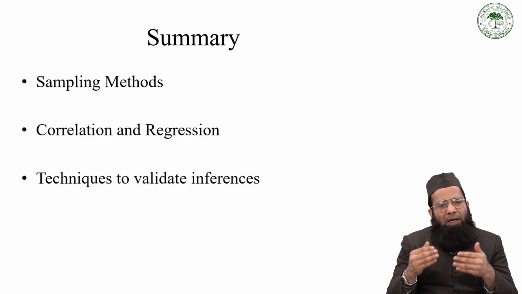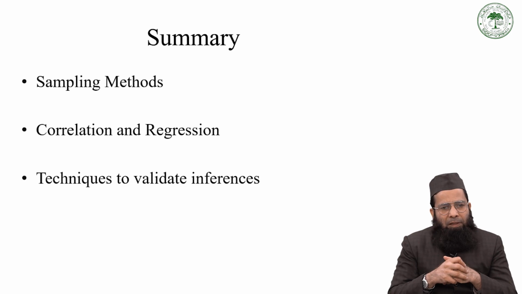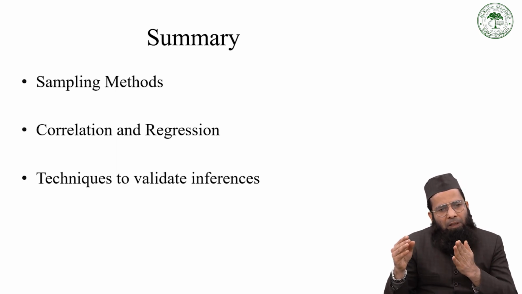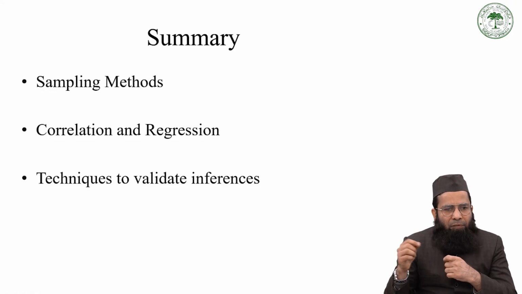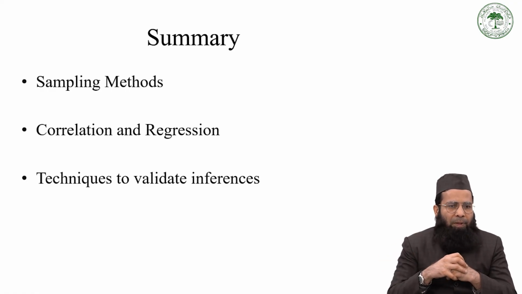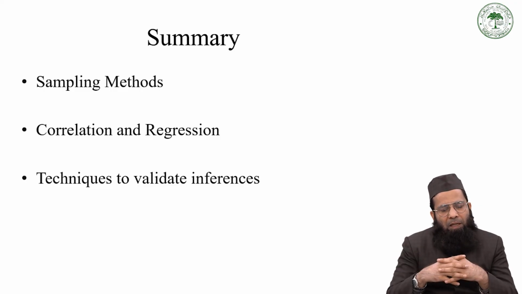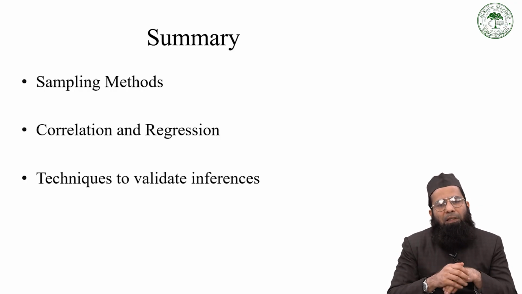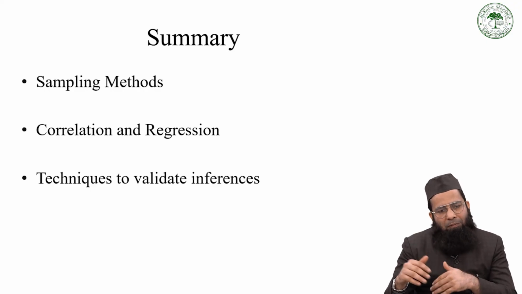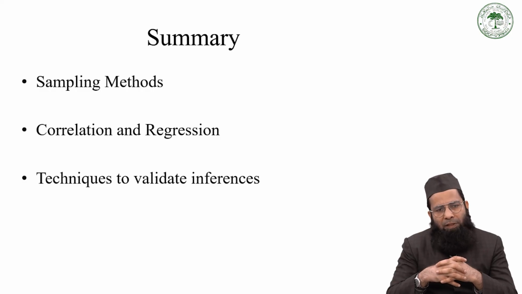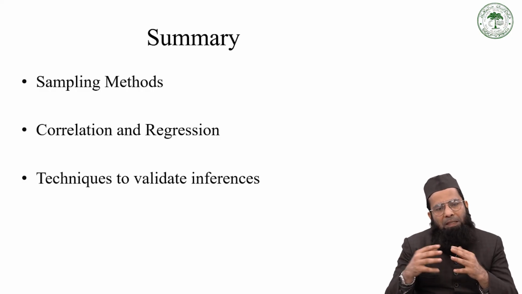Now to summarize what we have seen in this lecture: we have seen sampling methods, under which we covered simple random sampling, stratified sampling and cluster sampling. We have seen the difference between correlation and regression, and the techniques that can be used to validate inferences. All these we have discussed in this class.